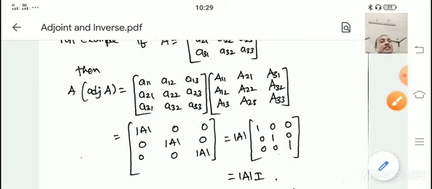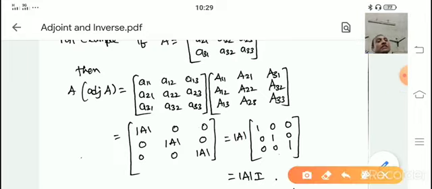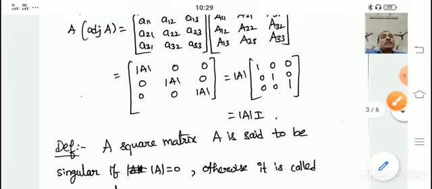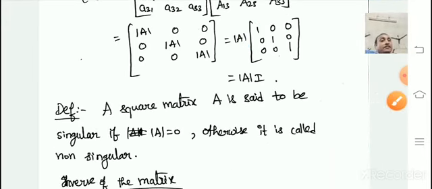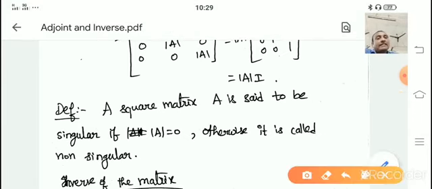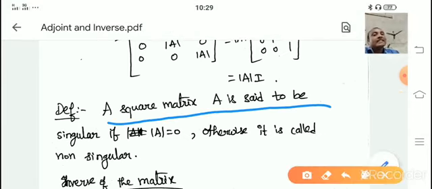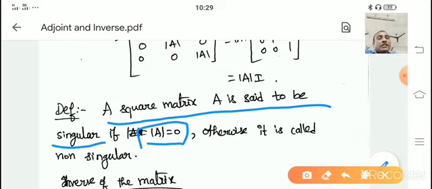When can I take determinant of A common? When it is a non-zero element. Only if it is not equal to 0 can you take it, then only the identity matrix will come, otherwise it will not come, do remember, okay. Then one more definition is given here. What is that? A square matrix A is said to be singular if determinant of A is equal to 0.